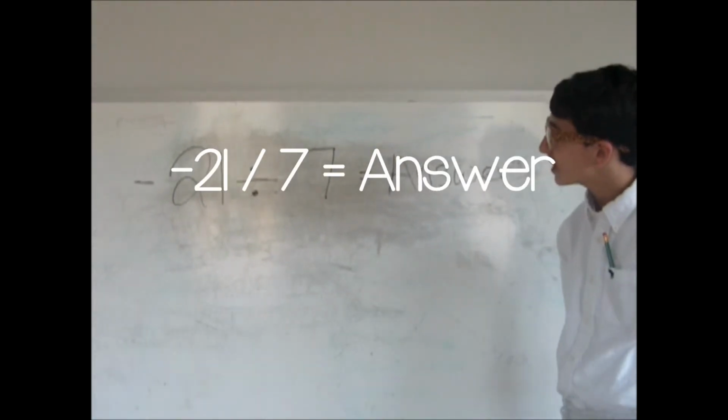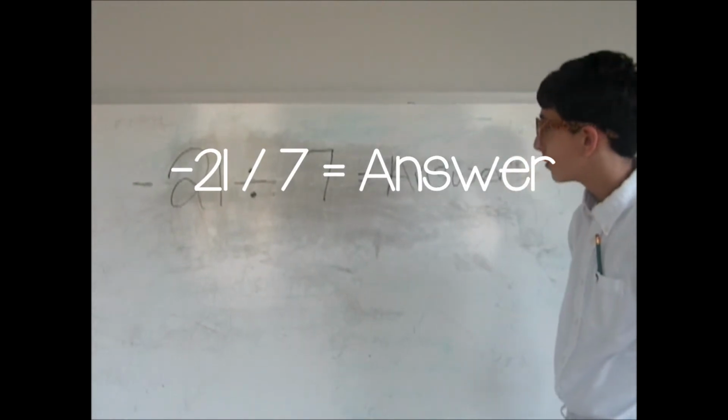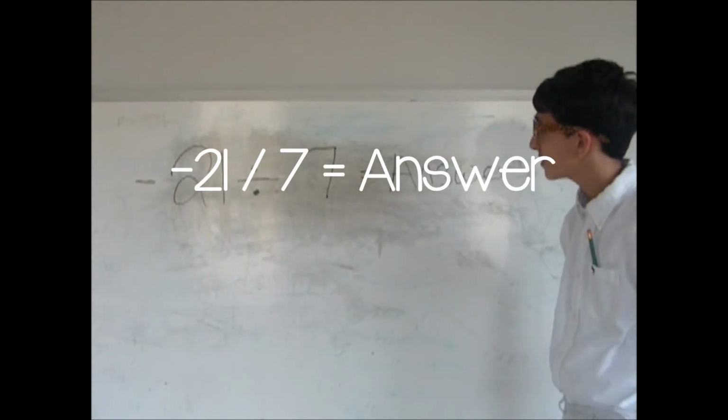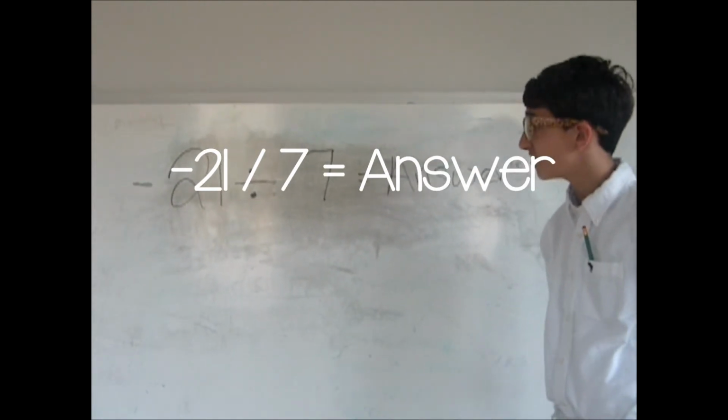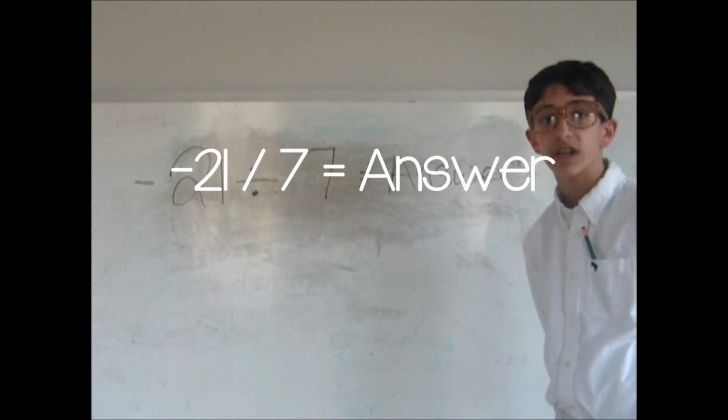Now pretend like you have a problem like this. Negative 21 divided by 7 equals a specific answer. Well, you should ask yourself, what times 7 equals negative 21? That number would be negative 3.